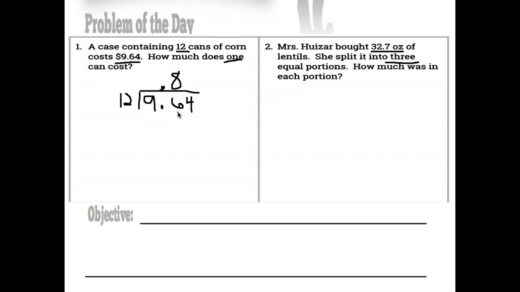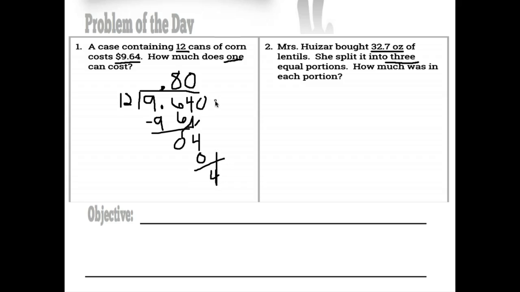8 times 2 is 16. 8 times 1 is 8. 1 more is 9. Subtract, 0. Bring down the 4. And 12 will not go into 4. Remember, we're writing this as a decimal, so I'm going to put 0. Multiply back, 0, 4.